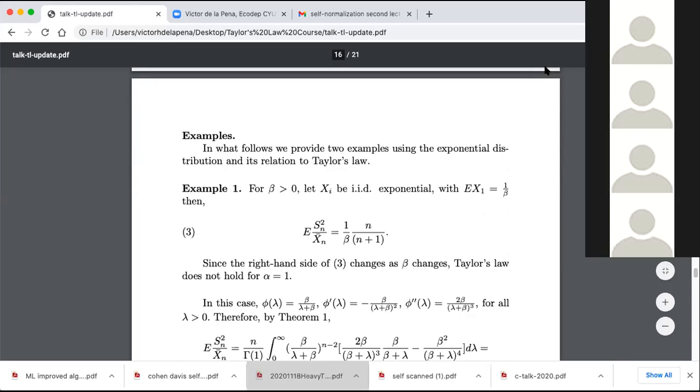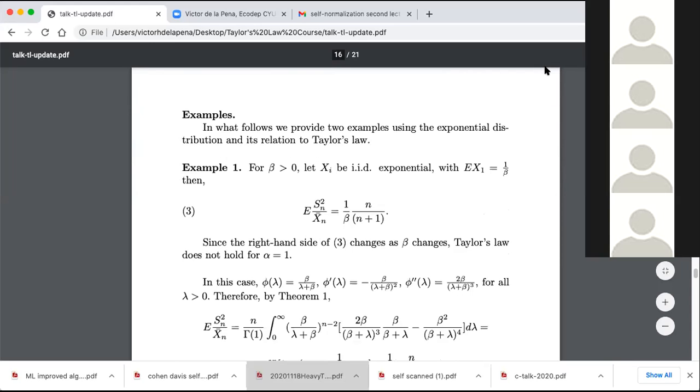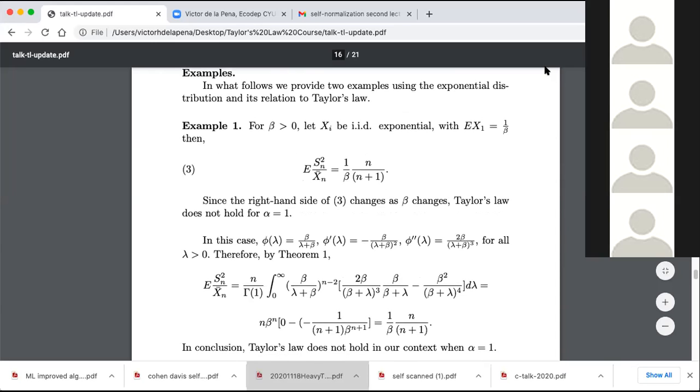Okay, so the way to calculate that expectation is by taking the Laplace transform of the exponential, which is beta over lambda plus beta, the first and the second derivatives, and plug them into the formula that I proved to get, in the end, 1 over beta times n over n plus 1.